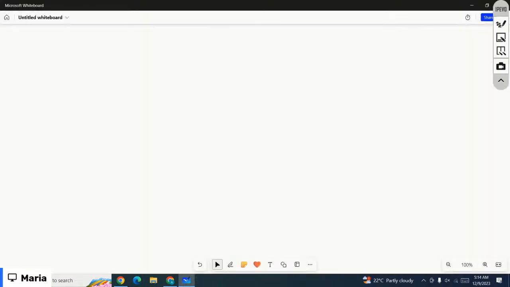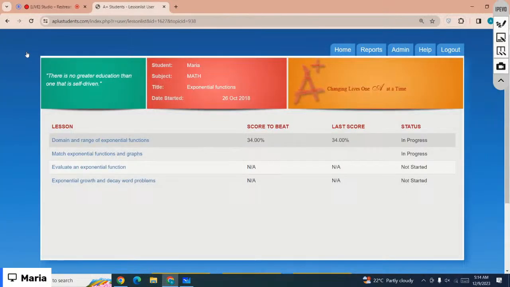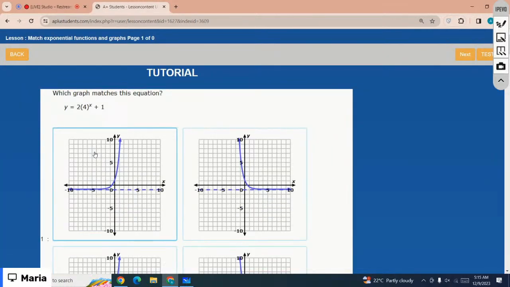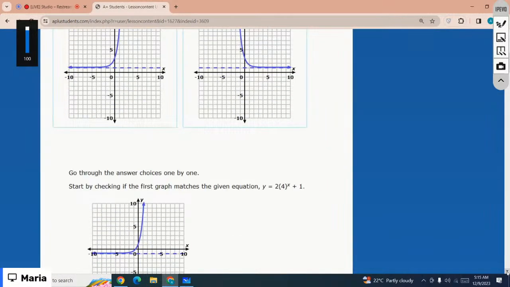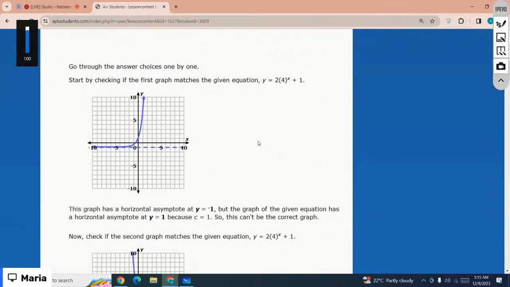Let's just move on to next lesson. The next one is match exponential functions and graphs. Which graph match the equation y equals 2 times 4 exponent x plus 1, right? So you are given four of the graphs. Okay, start with the first graph.